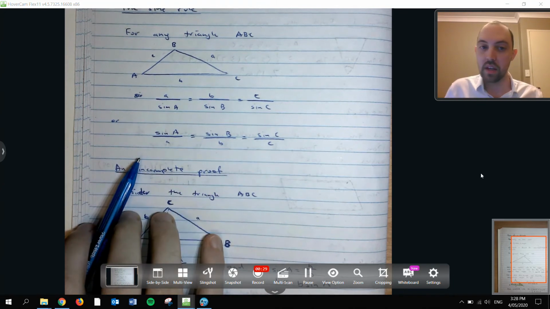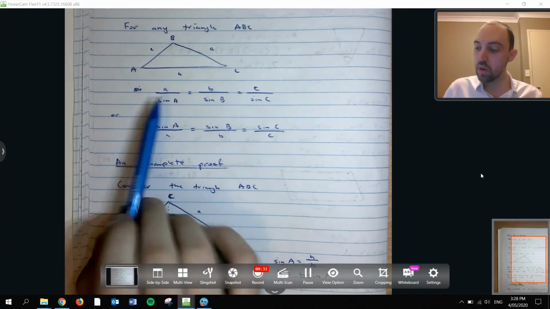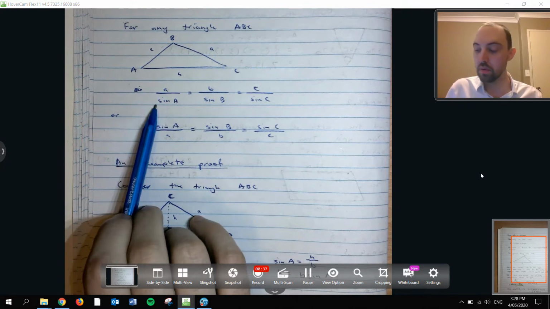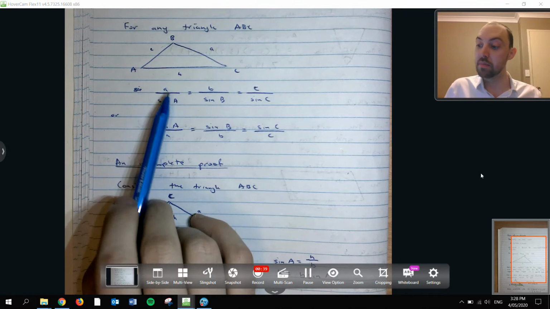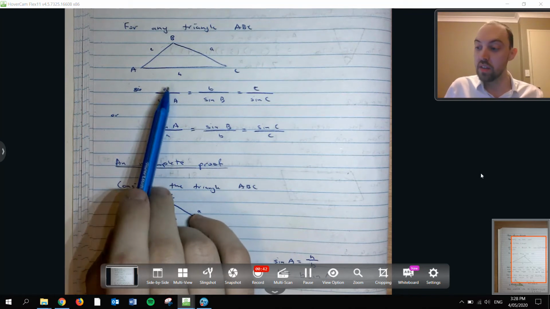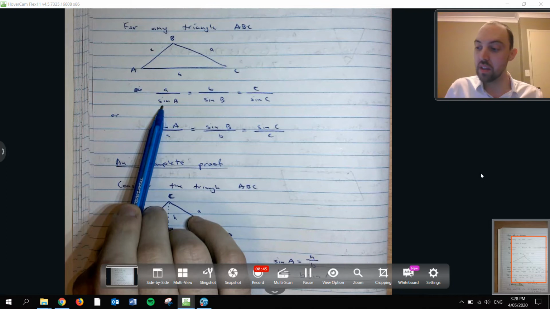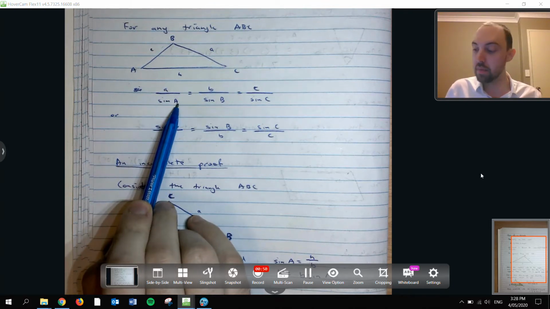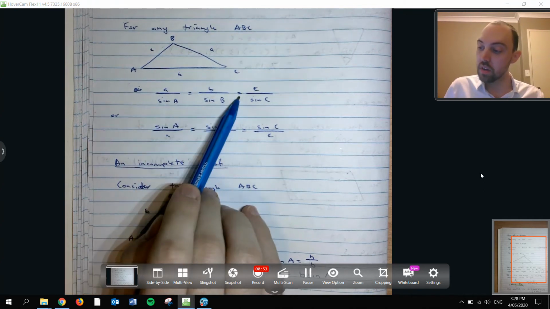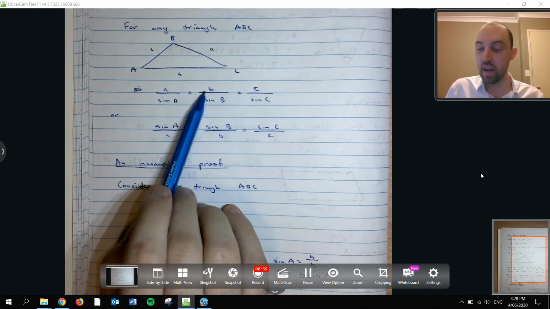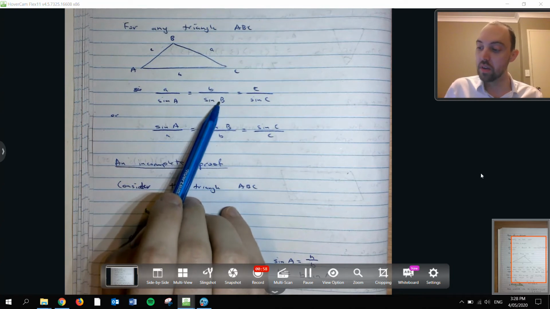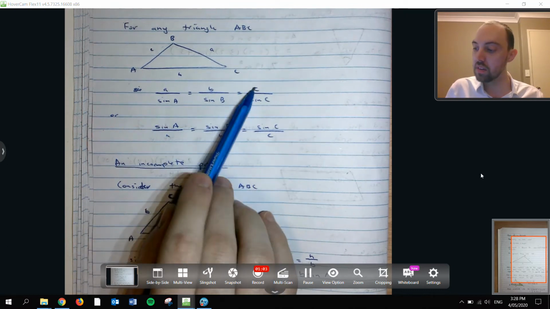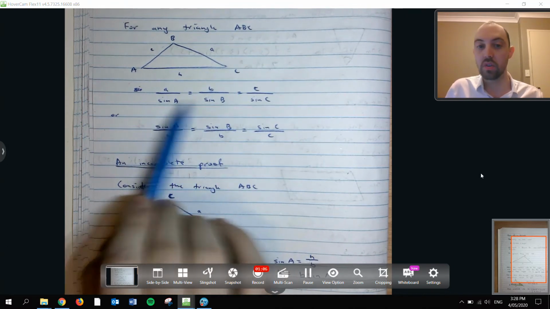Now, with the sine rule, you can express it in two different ways. One where the sines are on the bottom, the other where the sines are on the top. And simply as the ratio of the side and the sine of its opposite angle, so a and the opposite angle, capital A, is equivalent for each of those sides and their opposite angles. So a on sine A is equal to b on sine B is equal to c on sine C. And those ratios are the same.